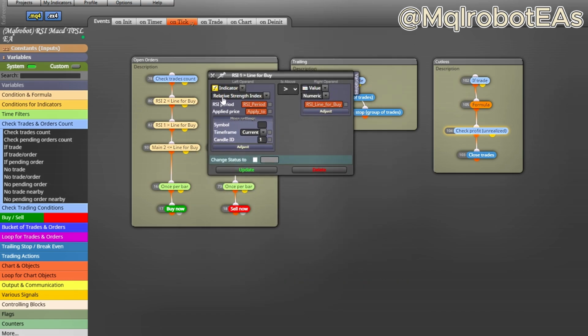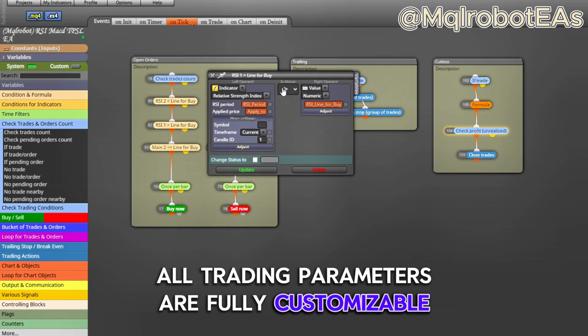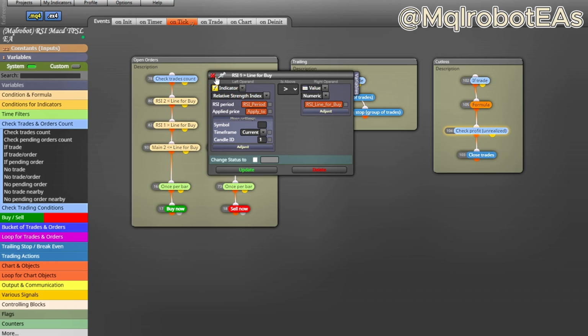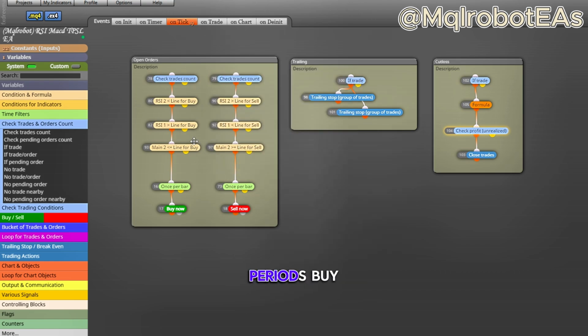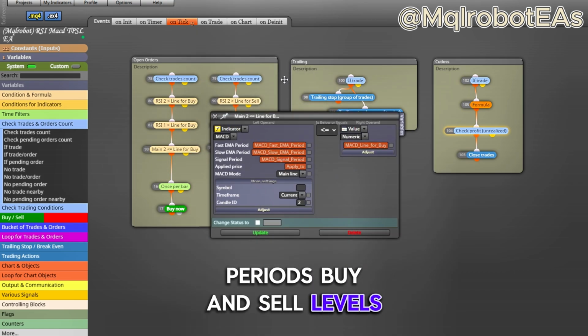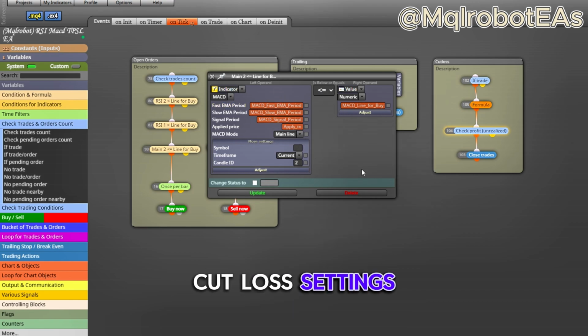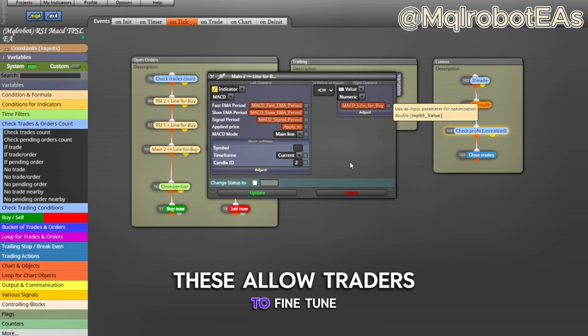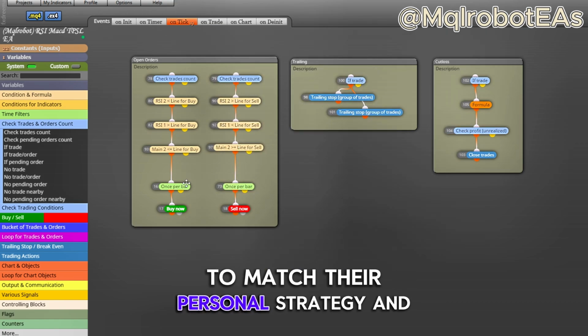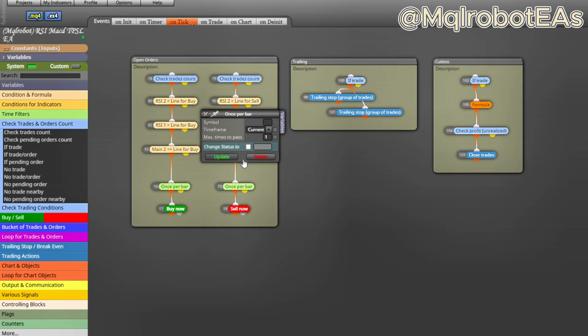Customizable inputs. All trading parameters are fully customizable from the input panel. Lot size, RSI and MACD periods, buy and sell levels, max number of trades, trailing and cut loss settings. These allow traders to fine-tune the EA to match their personal strategy and risk profile.